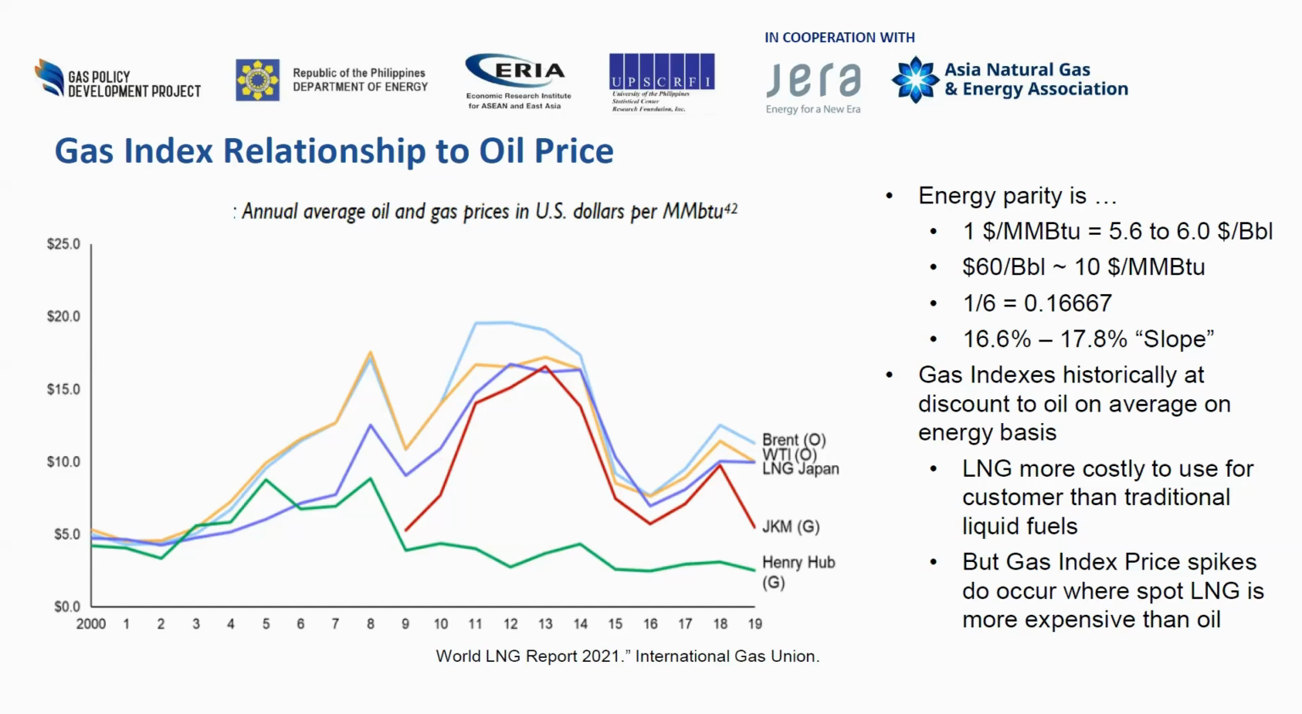They tend to be at a discount to oil because LNG is just more difficult to deal with, more difficult to move. It's more expensive to use, so there's generally a discount to oil. So that's why the traditional pricing of LNG was not about a 16.6 to 17 slope, it was more like 14 or something like that.